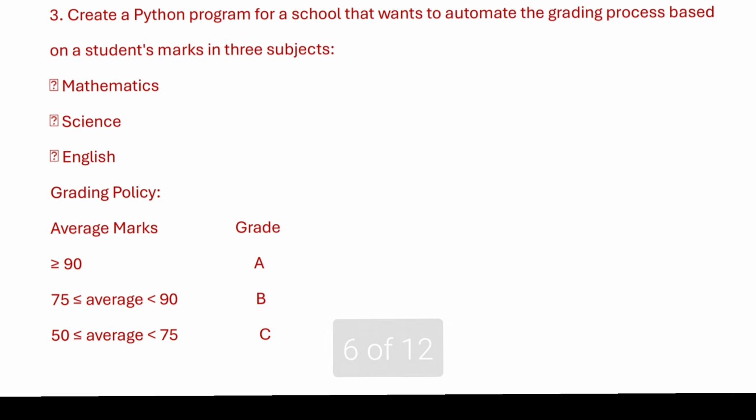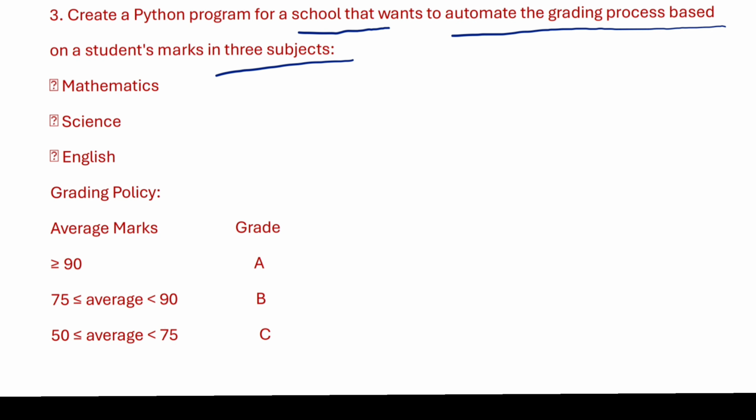And the next question they gave: create a Python program, a school wants to automate the grading process based on the student marks of three subjects. They gave maths, science and English. So here they gave average marks and grade. So A, B, C grades are given based on the average marks. Based on that we have to create a Python program.